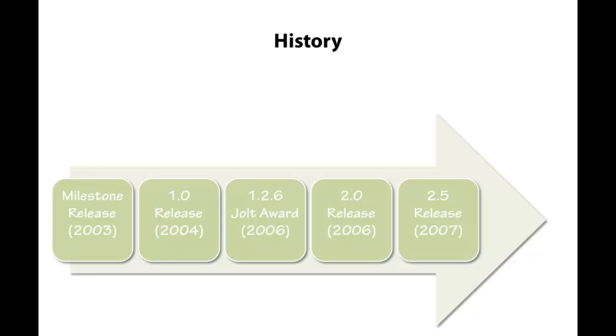In 2.5, there was a heavy focus on annotation-driven development. Now, this was a significant release for Spring MVC because now all of our configuration was done through annotations. Prior to this, development was very XML heavy. In fact, Spring got a little bit of flak for being such an XML framework.